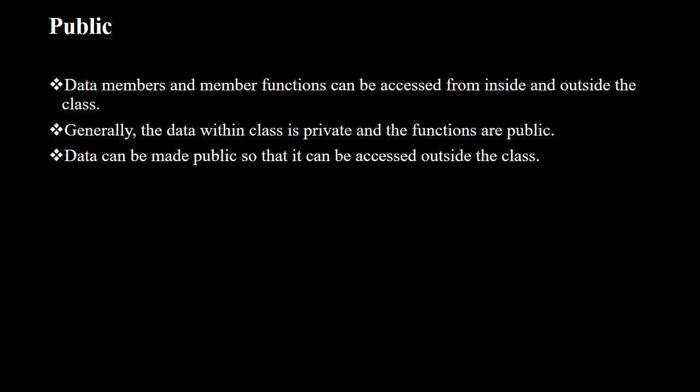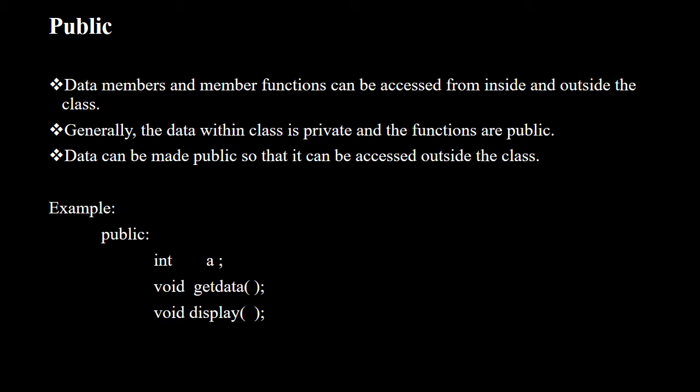Next one is public. The public data members and member functions are accessible from inside the class and outside the class. Usually all data members are defined in private access specifier and member functions in public access specifier. Example is public colon, int a, void get data, void display. Here a is the data member and get data and display are the member functions.